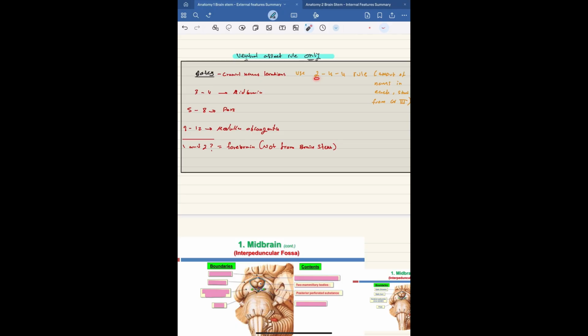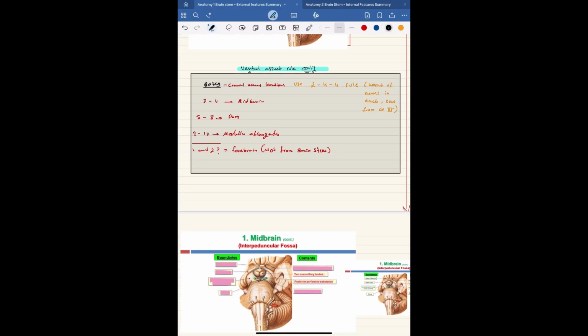So you just count cranial nerve 3 and 4. Those are related to the midbrain. Then you go for cranial nerves 5, 6, 7, and 8. That's in the pons. And then 9, 10, 11, and 12, the last 4, are located in the medulla. Okay.